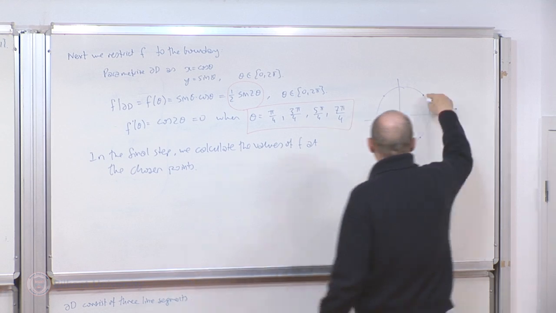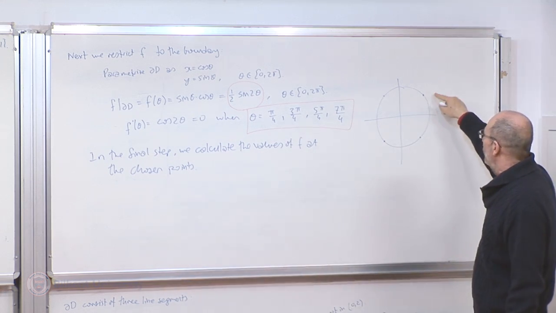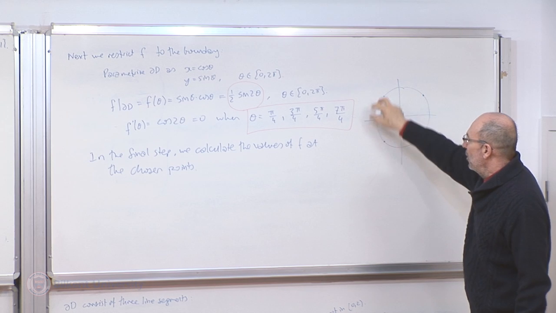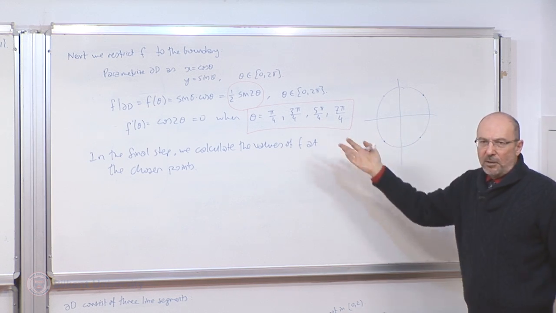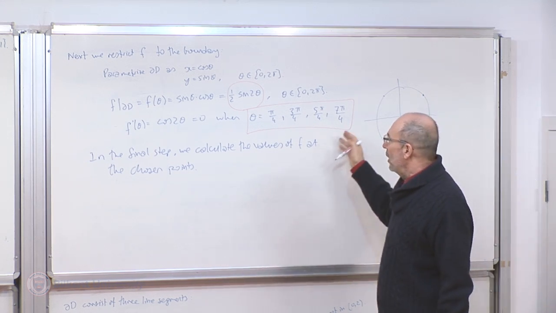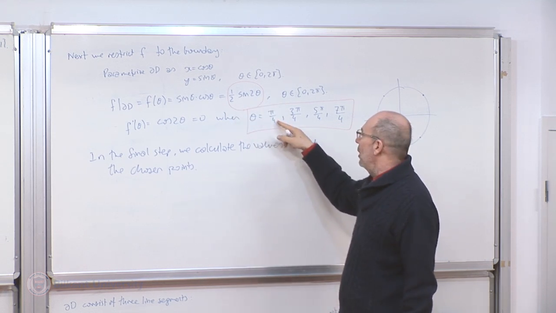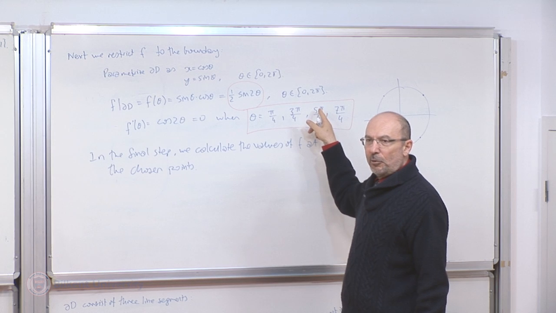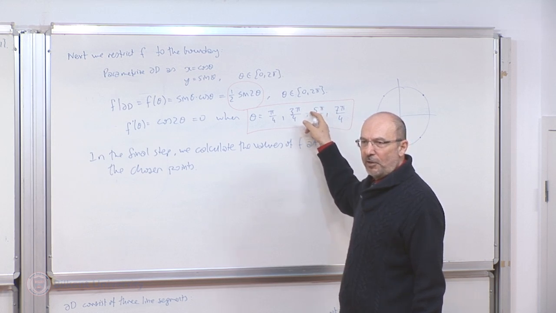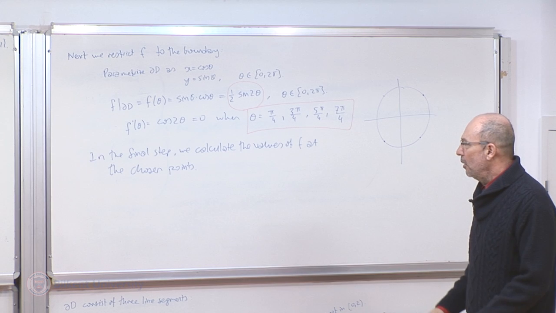Okay, so these points are, remember, 1 over square root 2, 1 over square root 2, and different signs. But I don't need to do that here because I already have an expression of f in terms of theta, and I'll immediately be able to calculate the value of f at these points. So that's why I stopped there.